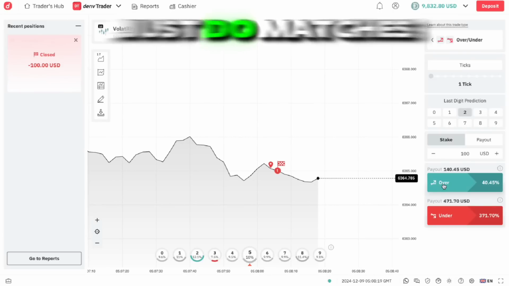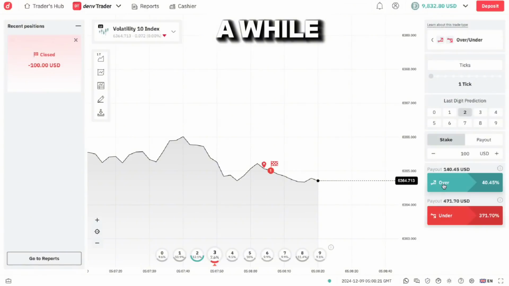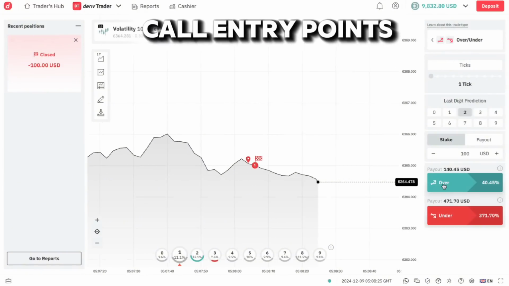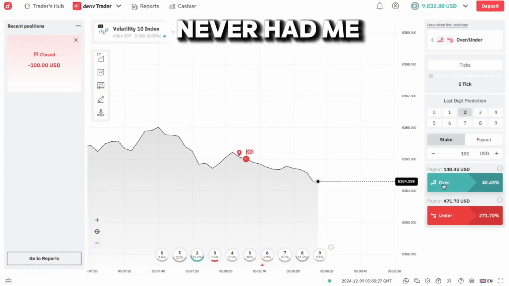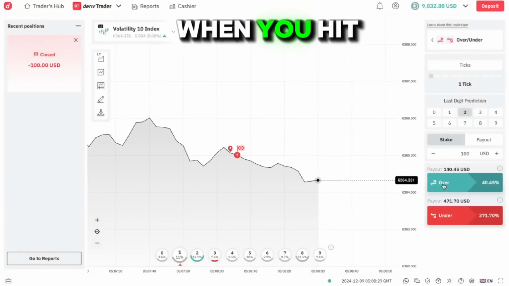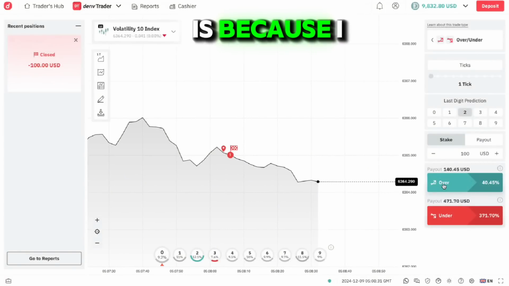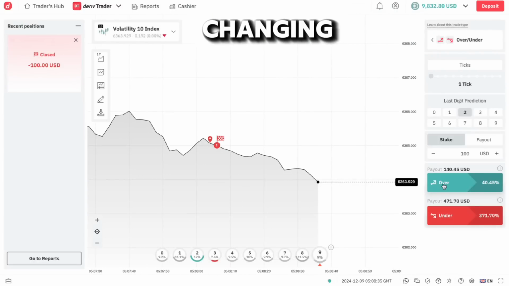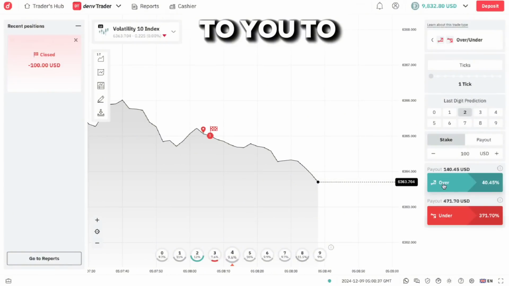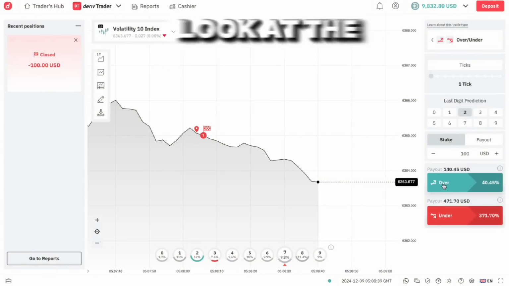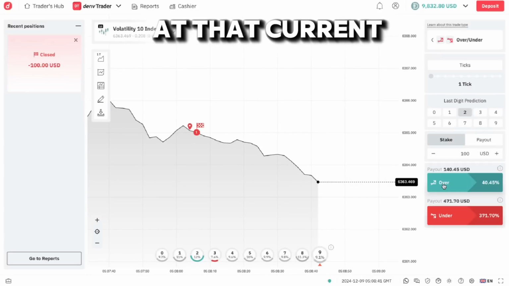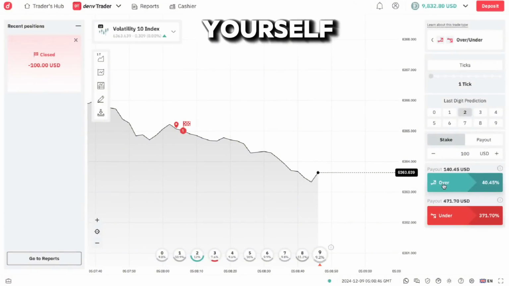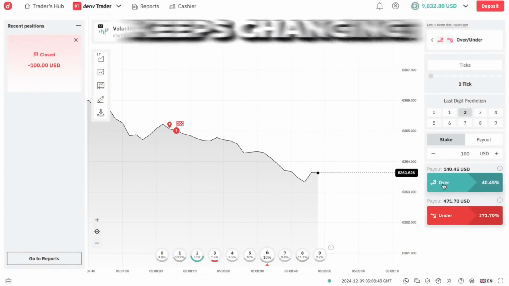Just do matches, because if you sit here for a while, you're going to identify the pattern, and the pattern is what people call entry points. The reason you've never had me on a video say, when it hits 7, press 1, is because I understand these are probabilities and these keep changing. So it's up to you to sit there and look at the market, at the pattern that is happening at that current time, and use that pattern to make some money for yourself, because the pattern keeps changing.